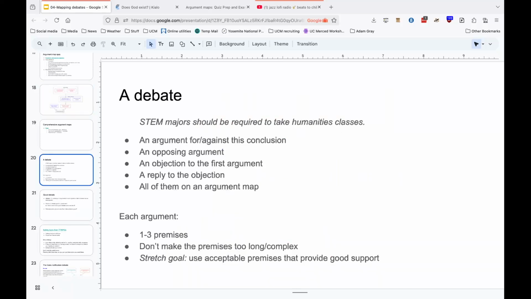And as a stretch goal, you can aim to use acceptable premises that provide good support, but this is a stretch goal. This is not the primary goal of this activity. The primary goal of this activity is to get some practice developing opposing arguments versus objections and replies, and put it all onto a big argument map. Really compelling arguments are not the goal at this time. So it's okay if your arguments here are kind of crappy.